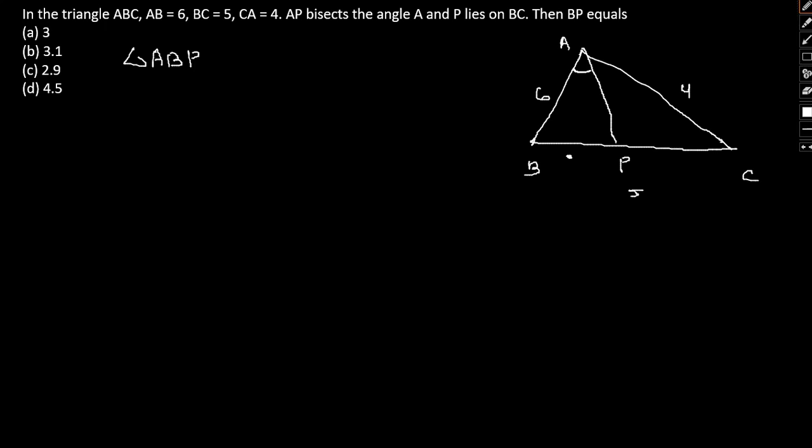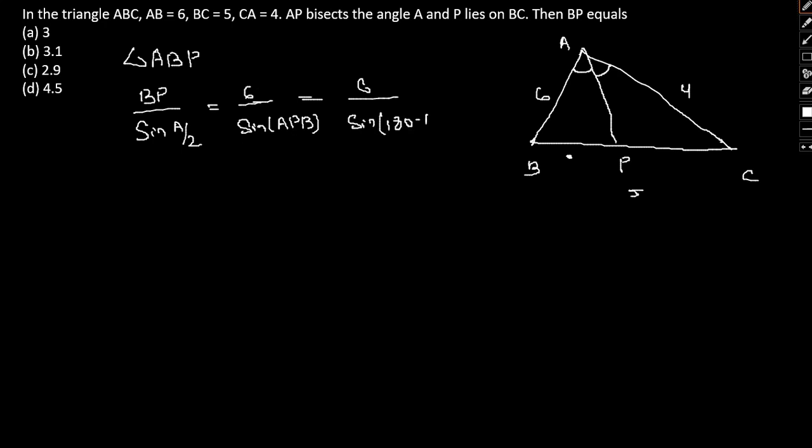If we take a look at triangle ABP, this angle is bisected, so both these angles are equal. What we can write is BP by sine A by 2 is equal to 6 by sine ABP. If we further work on the same, it will be 6 by sine of 180 minus APC, that is equal to 6 by sine APC.